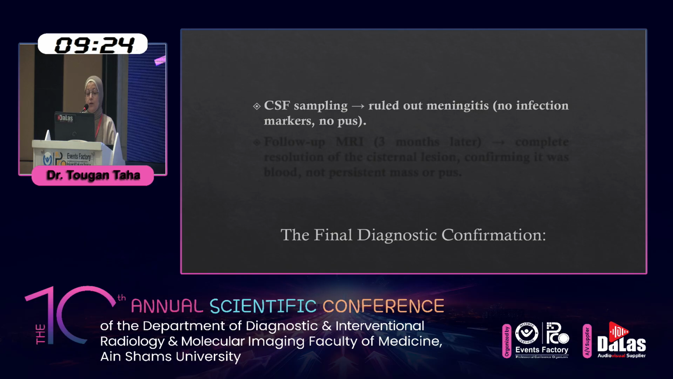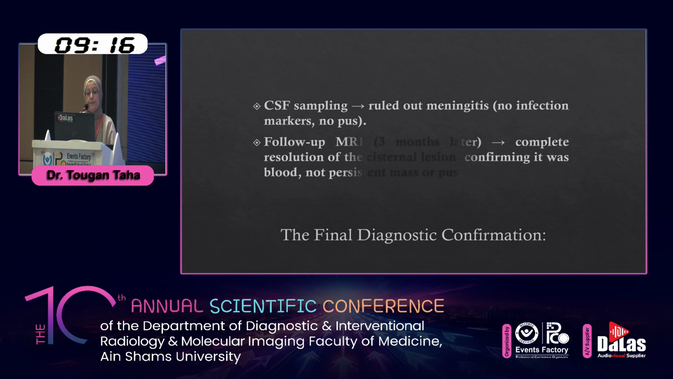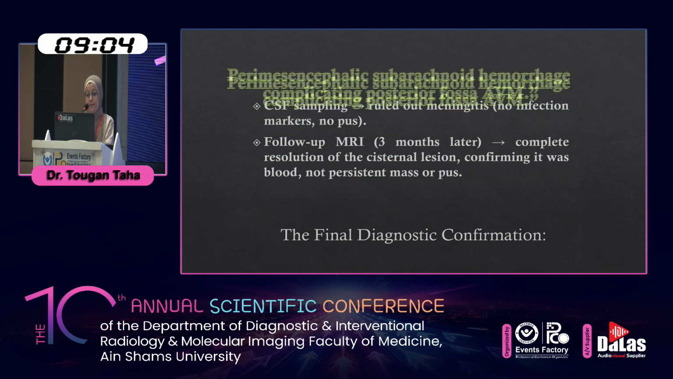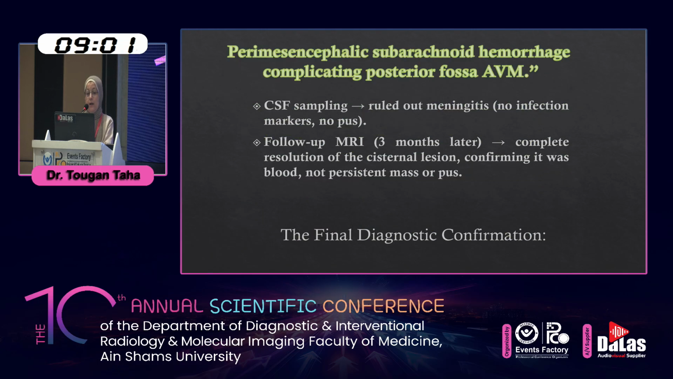The final diagnostic confirmation for this patient was CSF sampling that ruled out meningitis, no infection marker and no pus. Follow-up MRI 3 months later showed complete resolution of the cisternal lesion, confirming it was blood and not a persistent mass or pus. So finally, he was diagnosed as perimesencephalic subarachnoid hemorrhage complicating posterior fossa AVM.